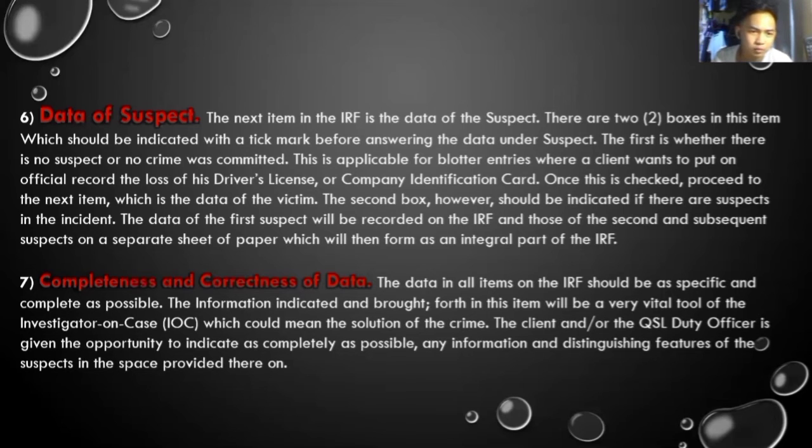7. Completeness and correctness of data. The data in all items on the IRF should be as specific and complete as possible. The information indicated in this item will be a very vital tool of the investigator on case, which could mean the solution of the crime. The client and or the QSL duty officer is given the opportunity to indicate as completely as possible any information and distinguishing features of the suspect in the space provided thereon.